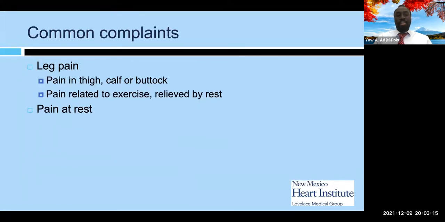Again, common complaints are leg pain, pain in your thigh, calf, or buttock, pain that's related to exercise, relieved by rest, and also pain at rest. These are all symptoms that patients that have peripheral vascular disease may have.